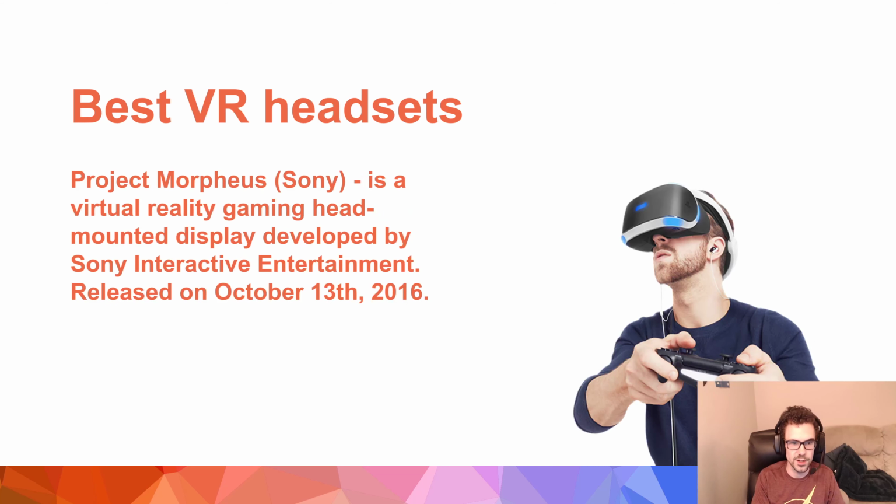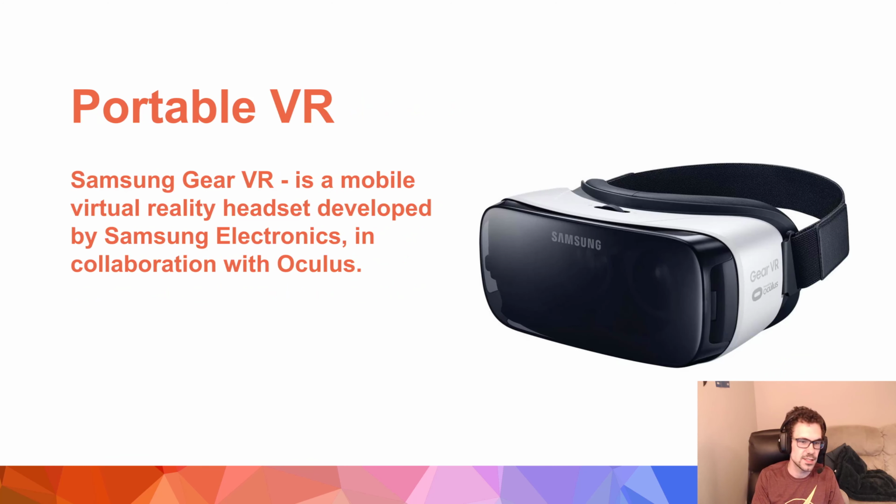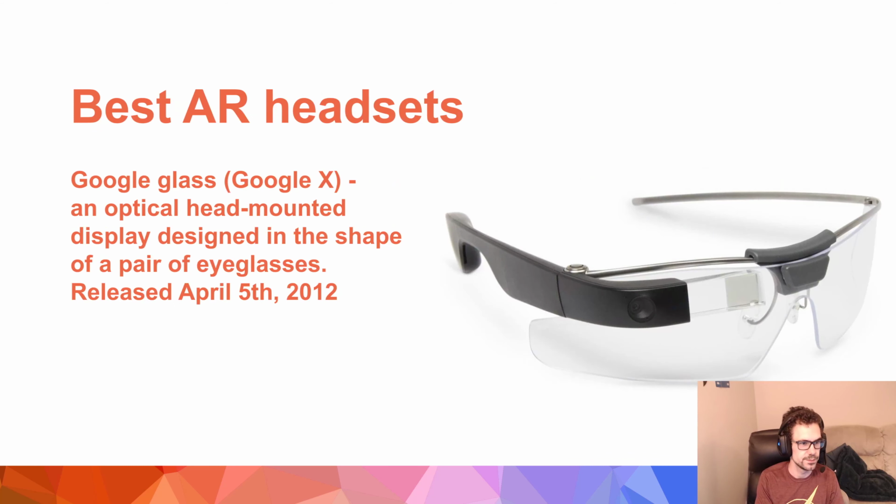And then Project Morpheus, made by Sony, is a virtual reality gaming head-mounted display developed by Sony Interactive Entertainment, released, get this, on October 13th, 2016. So all three of these in the same year came out. And then Samsung Gear VR, there's portable ones, is a mobile virtual reality headset developed by Samsung Electronics in collaboration with Oculus. So you can stick your phone in there and view things, as well as Google Cardboard was another one that people made, but that's kind of a cheap little dealio.